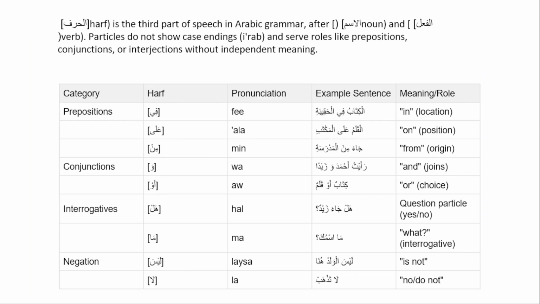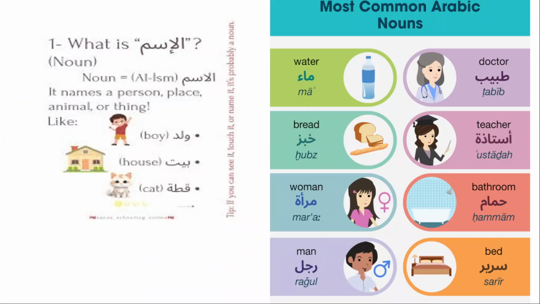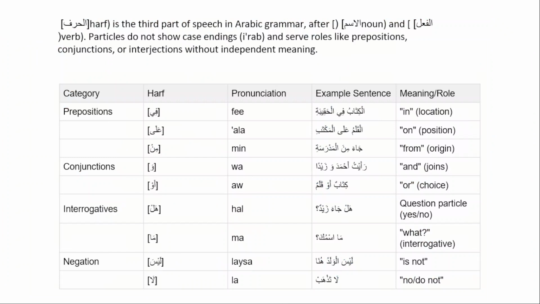Right? Now, what is harf? We also discussed that parts of speech consist of ism, fi'l, harf. So far we have an understanding that ism is like a noun, fi'l is like a verb. So what is harf that we are going to discuss here? Harf is the third part of speech in Arabic grammar, after the noun and the verb. Particles denote case endings and serve roles like prepositions, conjunctions, or interjections without independent meaning. They do not have meaning in themselves.